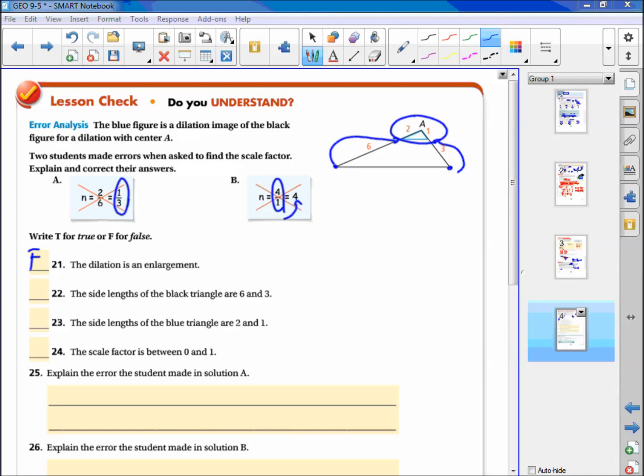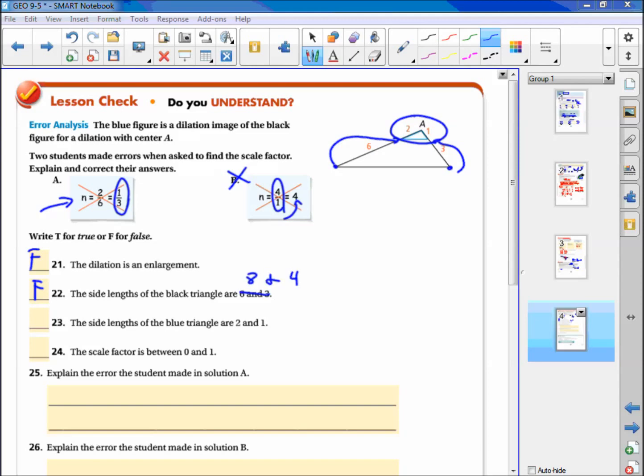So we can tell right away that this guy over here for B is definitely wrong. A scale factor of 4 should make the blue one be bigger than the black one. Okay, so the side lengths of the black triangle are 6 and 3. And this is also false. This is the problem that A had. Okay, the side lengths are not 6 and 3. The side lengths are actually 8 and 4.